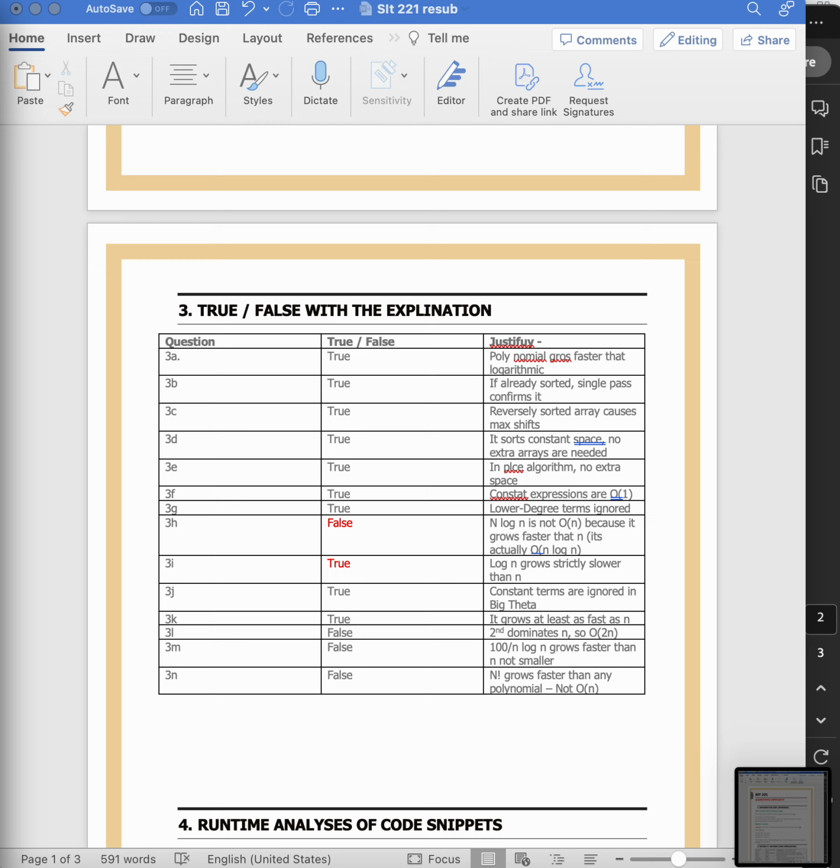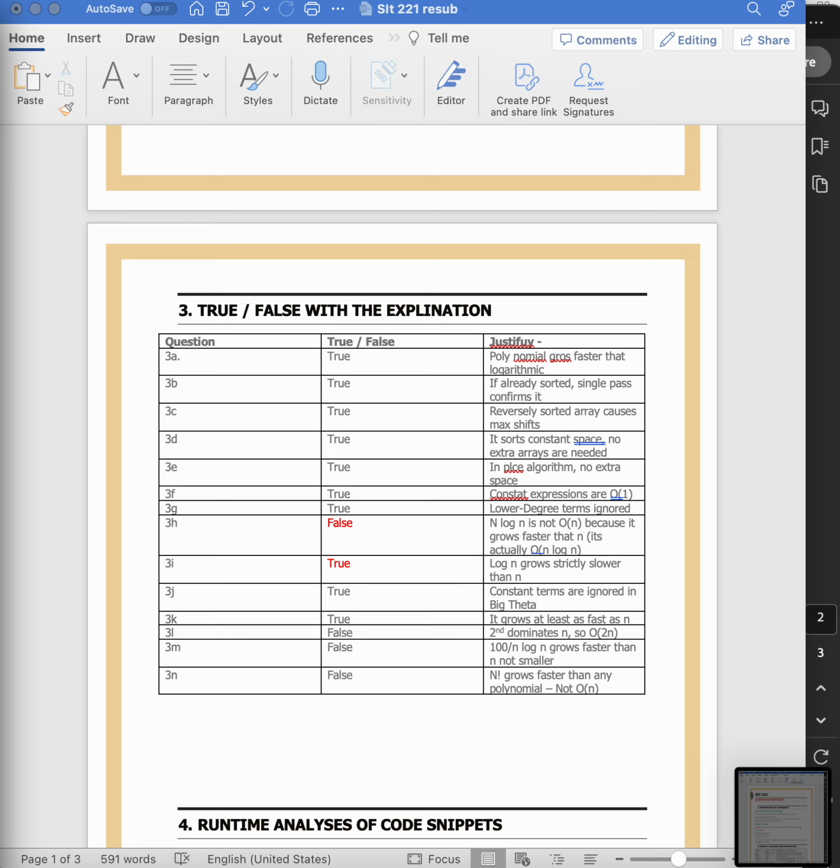Every time is the worst case, but it is the worst case, right? Yeah. D was selection sort is in place, and that's true. It doesn't need another array. It just swaps the item in the same list.